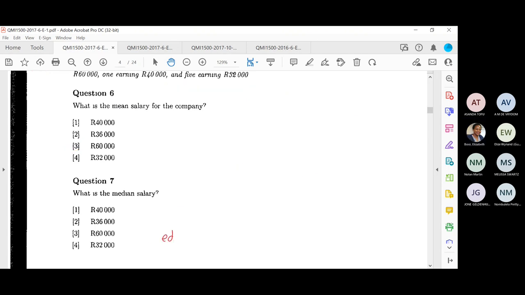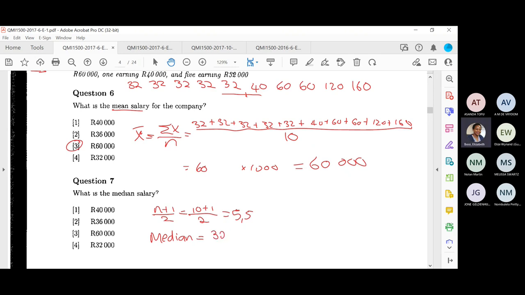So our median will be 32 plus 40 divided by 2. That will be our median salary. Remember, it will be multiplied by 1,000 at the end, because I've taken away the 1,000. 32 plus 40 equals 72, divided by 2 equals 36. Multiply by 1,000 equals 36,000. Happy? Yeah. Are we good? Okay.